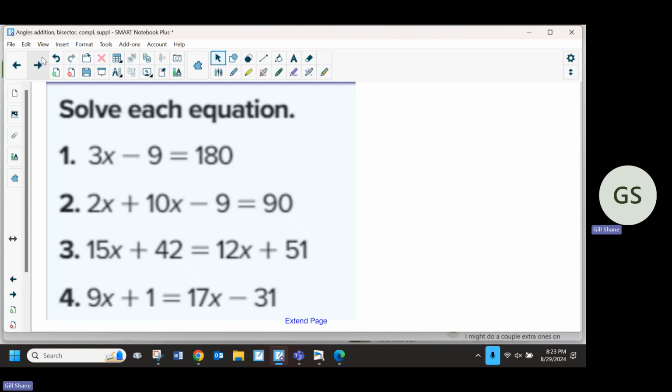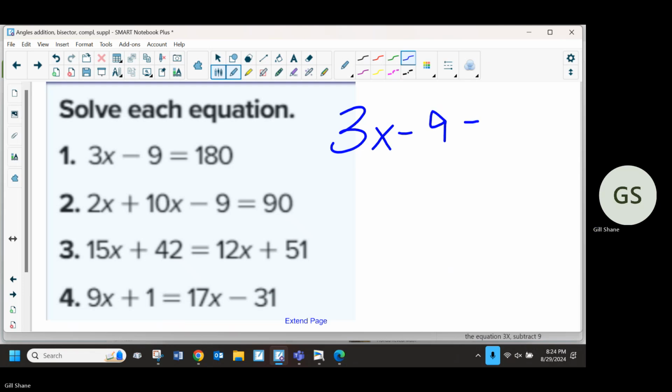Looking for my stylus. All right, so first one, very simple level of algebra. It's a two-step equation. You're going to do two things, and you'll have the answer. So let's go with blue. If I write the equation 3x subtract 9 equals 180.